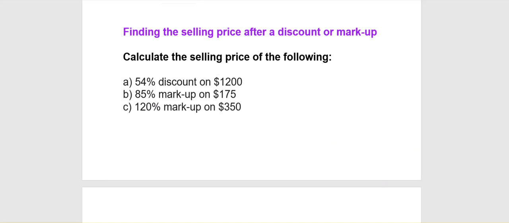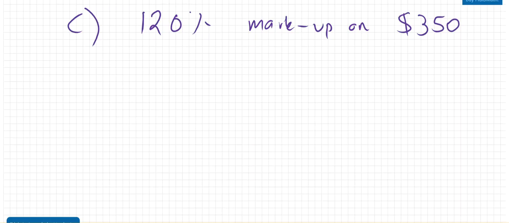Okay, and C asked us, what about 120% markup on $350? Now this one's a little bit different. Before you try this question, try and figure out what is actually happening. 120% is more than 100%. So that means they're going to be doubling this price, because 100% is the whole amount. So they're going to mark it up by 120%. So we should have double the price plus 20% more. That's what's actually happening. 100% plus 20% more is actually the markup. So straight away I know I'm going to have $350 at least and then plus 20% more of that.